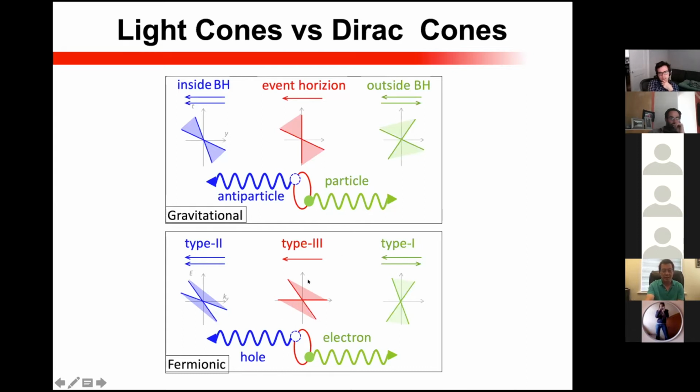Similarly, if we look at this fermionic analog, we have Dirac fermions. Inside the hole is type 2, outside is type 1, and the horizon is formed by this type 3 Dirac semimetal material. Then the separation of quasi-particles, holes and electrons, will mimic the antiparticle and the particle.